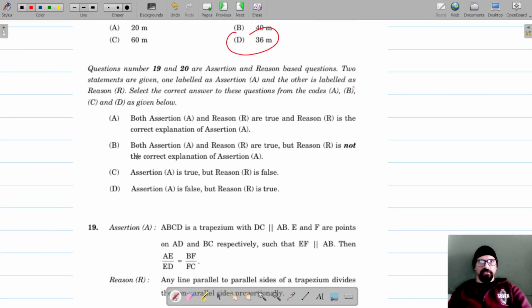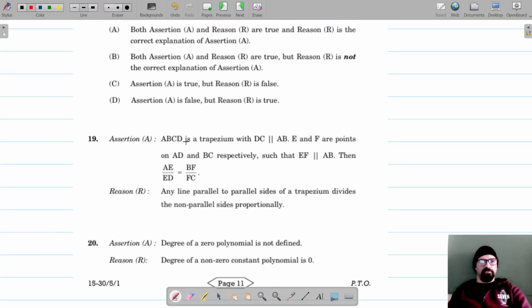Okay, questions 19 and 20 are the assertion and reason based questions. Now two statements are given. One is labeled as assertion A and the other is labeled as reason R. We have to select the correct answer to each of the following questions.